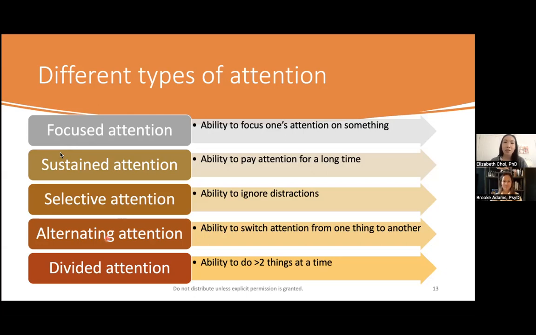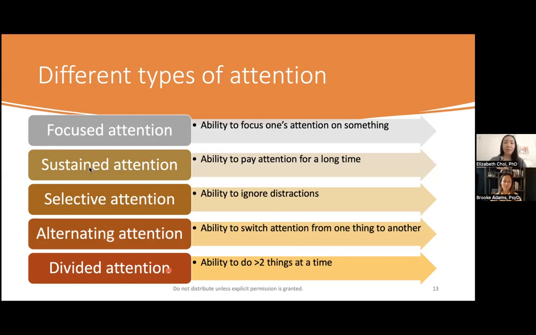Alternating attention is to switch attention from one thing to another. So it's like making a dish. For example, you're making a pasta dish. I'm boiling water on the stove. I'm also cutting up ingredients. I have to shift to go back to the fridge to take my food out. And then I have to go back to the stove to strain the pasta and stuff like that. So that would be using our alternating attention.